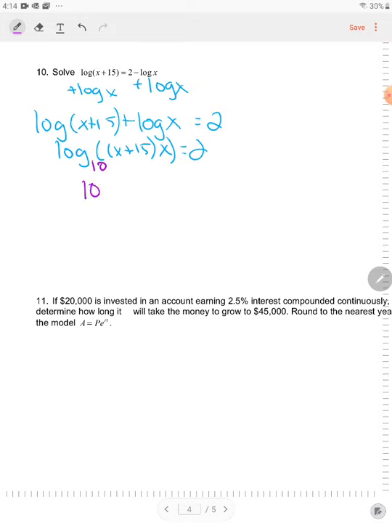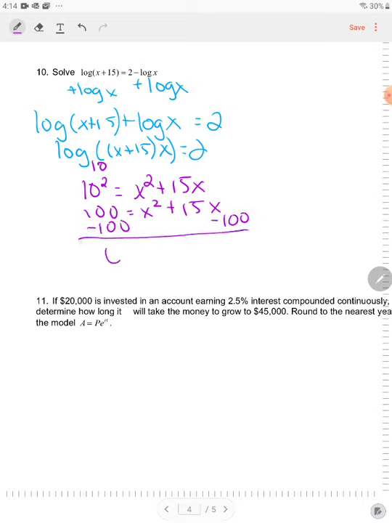So 10 to the second equals, I'm going to distribute, x squared plus 15x. 100 is equal to x squared plus 15x. Subtract 100. So 0 is equal to x squared plus 15x minus 100. And again, I'm going to factor because it's an x squared. So you have x plus 20 times x minus 5.